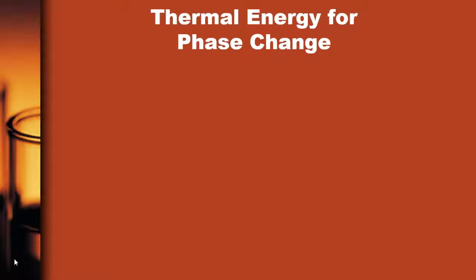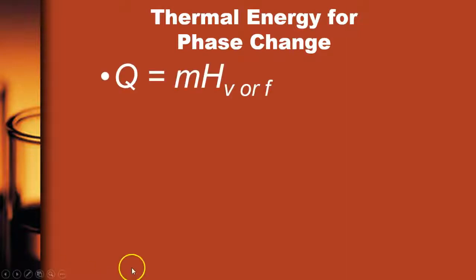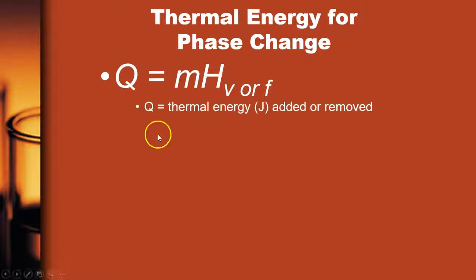So there's another equation that governs phase change, and it's Q equals mH. And that H is going to have a subscript on it, either V or F. So a couple of similarities with Q equals mc delta T. First of all, both require thermal energy. I have to put thermal energy into water to heat it up. I also have to put thermal energy into ice to melt it. That's a phase change, a change from a solid to a liquid, liquid to a gas, or vice versa.